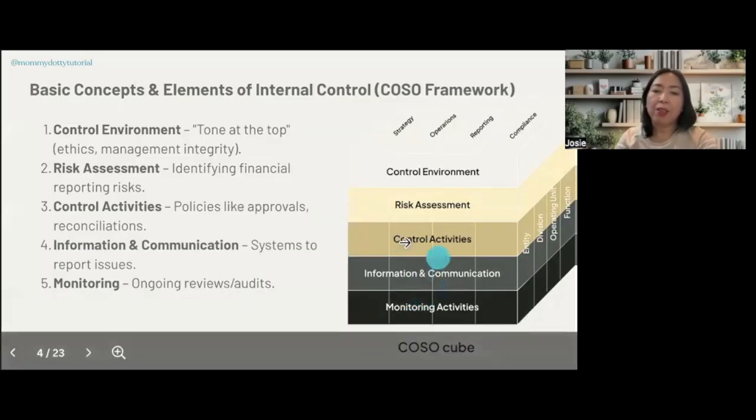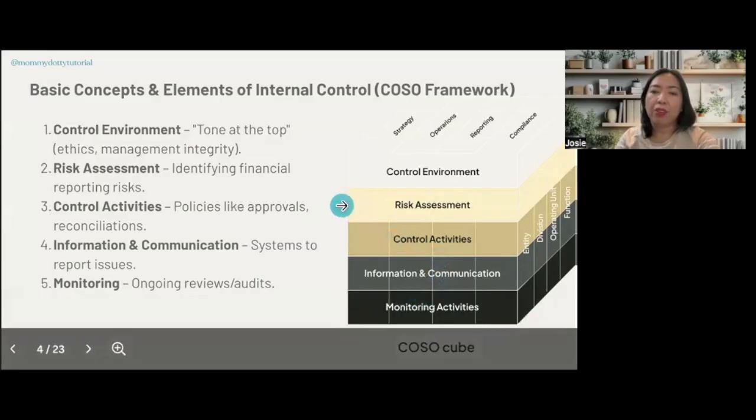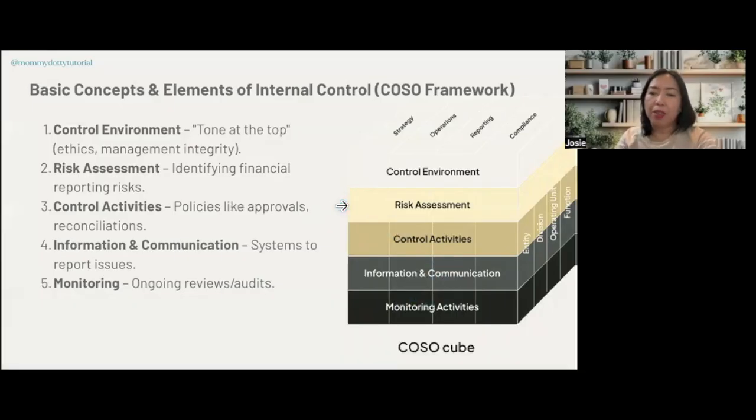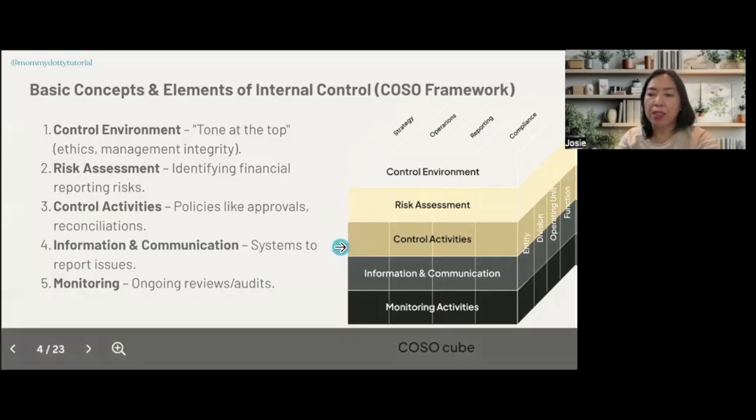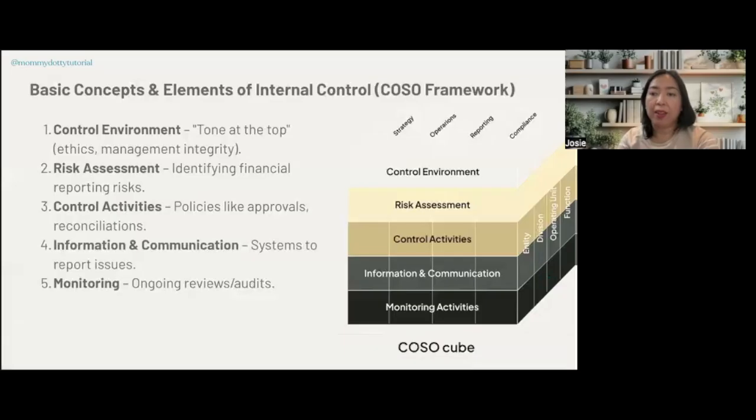Okay. The second one, the risk assessment. So risk assessment checks for the leaks. It is about identifying and analyzing internal and external risk and how these should be prioritized. Okay. The third one, the control activities. These are the locks on the doors. Once the risks have been identified and assessed, it is important to implement controls.